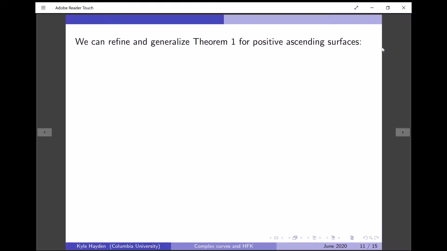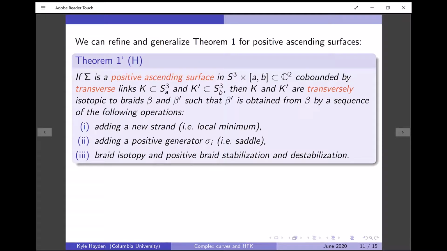Okay, so with this sort of language in hand, the relationship between braids and transverse links, we can refine and generalize theorem 1 to adapt it to positive ascending surfaces. And so here I'm just restating it and highlighting what the differences are. So if sigma is now a positive ascending surface in S3 times the interval, so that includes complex curves, but it's more general, and it's co-bounded by some transverse links, k and k prime, then k and k prime are transversely isotopic to braids beta and beta prime, such that beta prime and beta are related as in theorem 1. So we have these three operations for going from beta to beta prime.